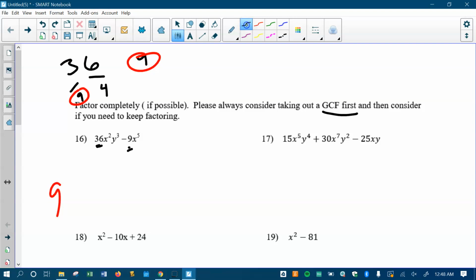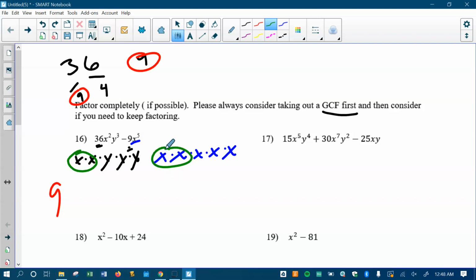Second, for the letters. One way I've done it in my class, and if you need this, feel free to use it. If you don't need it, that's fine, just ditch it. One way I did this in my class is I listed out all the x's and all the y's that were available to me, and I circled them, but they both had in common. So this had 2 x's and this had 2 x's. So the most x's I could take out of each term were 2 of them. So there's 2 x's that come out.